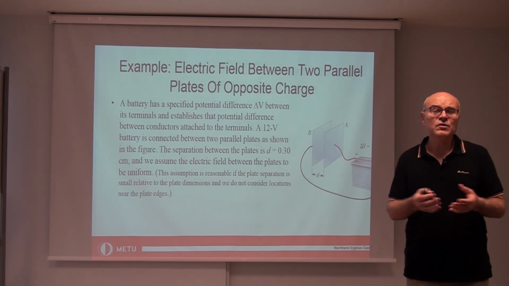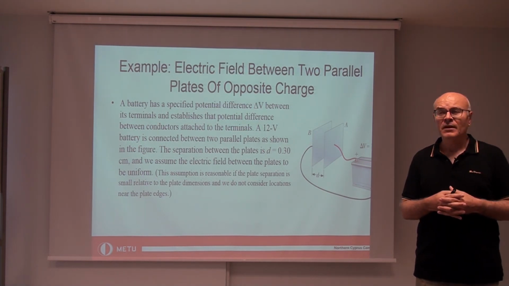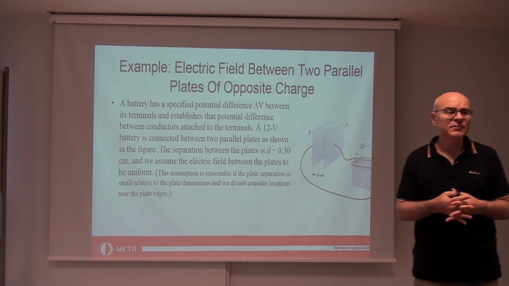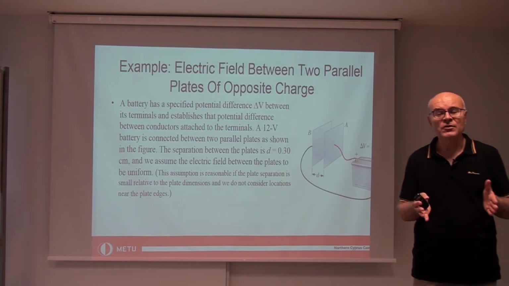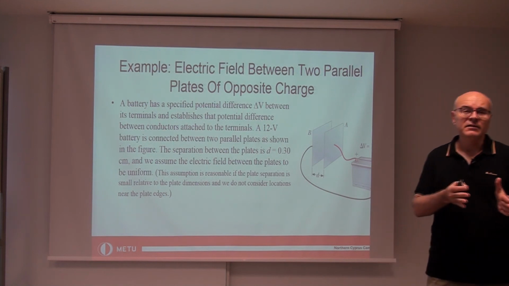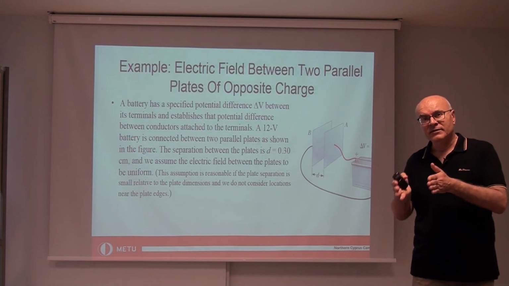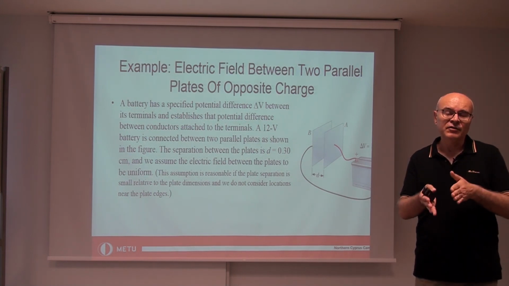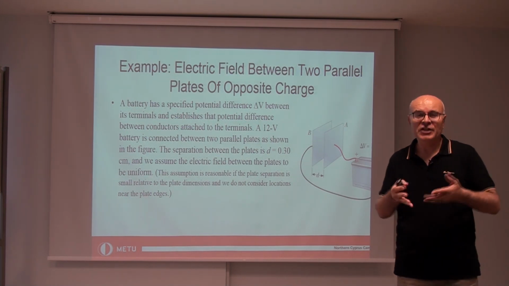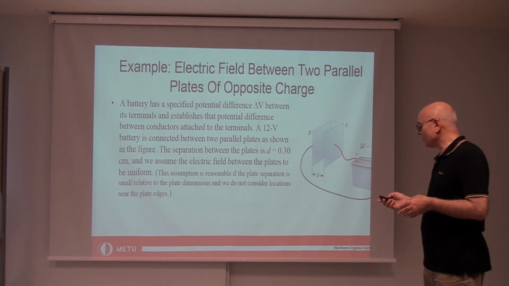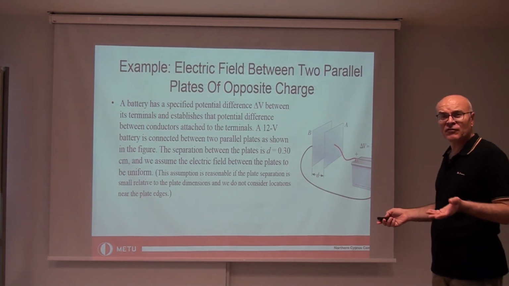Now let's do some numerical examples. One numerical example is the electric field between two parallel plates of opposite charge, and we will work on the field-potential relation in a uniform field, and also the change in potential energy of a particle in this field. So we will generate a uniform electric field.